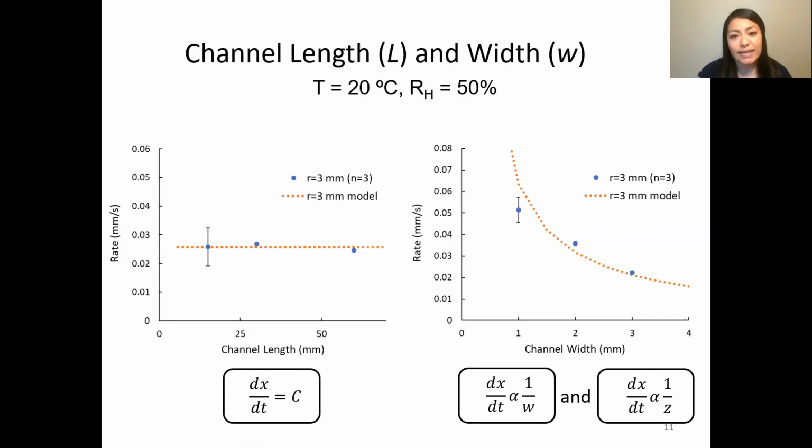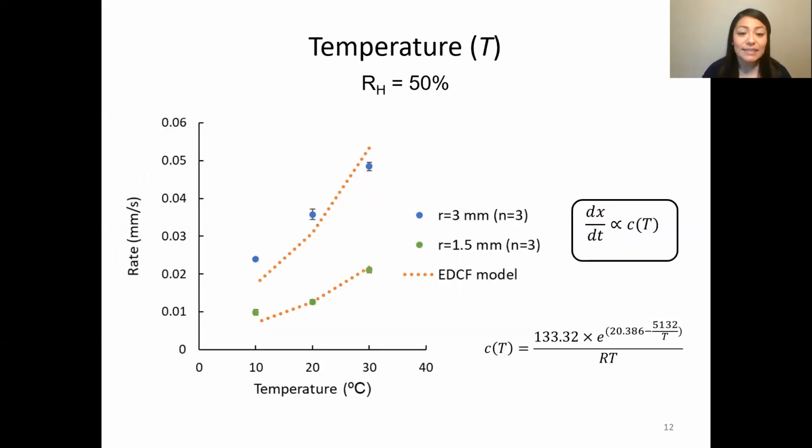Then we moved on to test the environmental conditions in our devices, and we started by testing the temperature. Here you can see 2 different sets of data being compared to our EDCF models in this rate versus temperature plot. As you can see, our data matches our predicted models, so we can confirm that the EDCF rate is proportional to a function of temperature, which is described by the equation below.